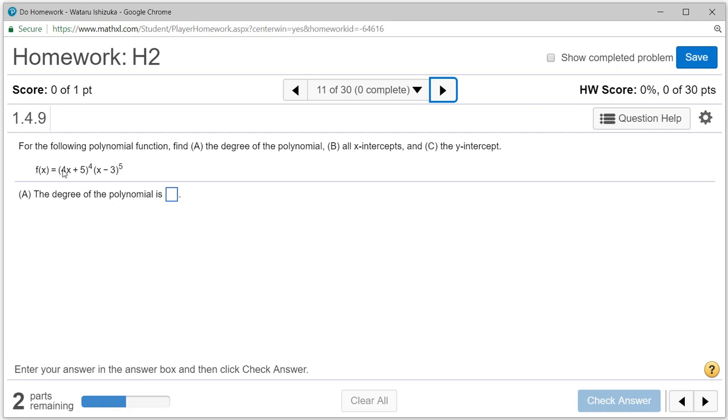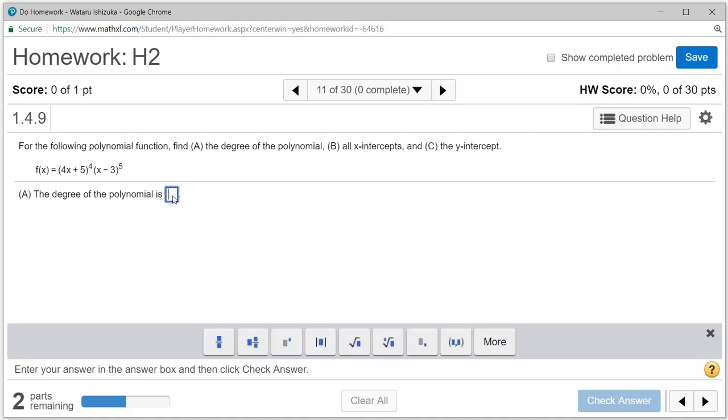Inside the parentheses, you have 4x, so you have an x here. If you raise it to the fourth power, this is going to give you a degree 4. So x to the fourth is the largest power. If you look at this factor, you have x to the fifth. If you multiply x to the fourth and x to the fifth, you're going to get x to the ninth, 4 plus 5. So the degree of the polynomial is 9.